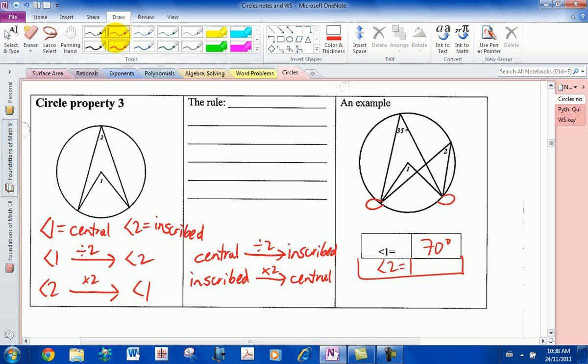Brittany? 35 is correct. Okay. It's on the exact same arc as 35 degrees. Right? The feet are in the same spots. So it's 35 degrees. Or it's half as big as 70. Both work. Both reasons are correct. It worked out perfectly.